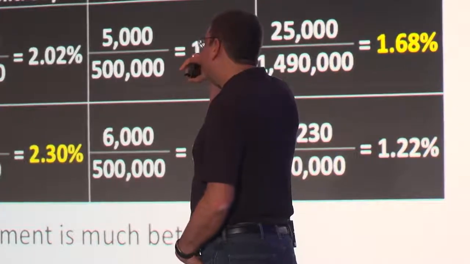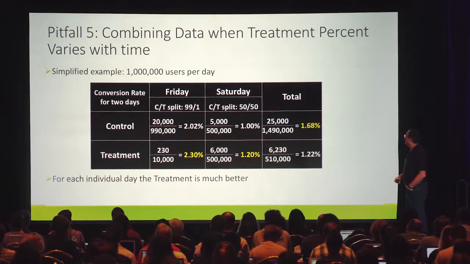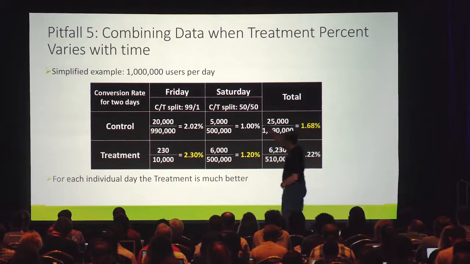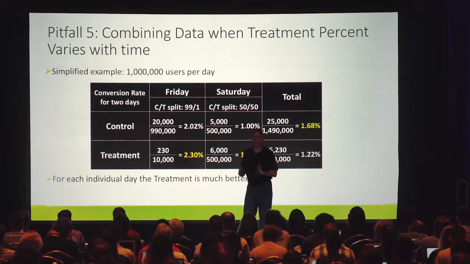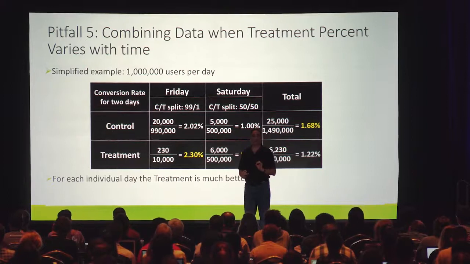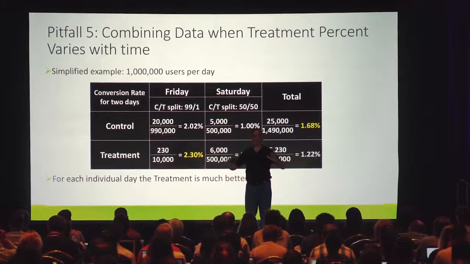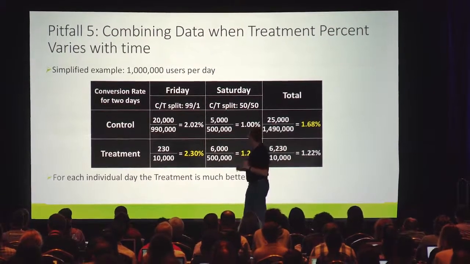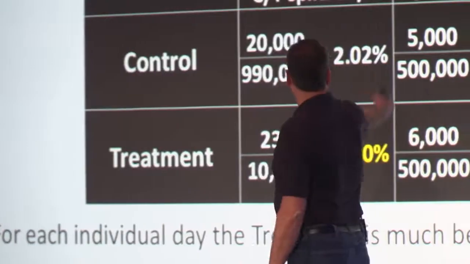Okay, next pitfall. Combining data when treatment percentages vary with time. Really, really interesting example. You run an experiment Friday, and like most experiments, we start them at a very small percentage, right? Because we're afraid, we ship code a lot, we launch 30 experiments every day, they start at a small percentage, 0.5%, 1%, something like that. It looks okay, you ramp it up to 50-50.